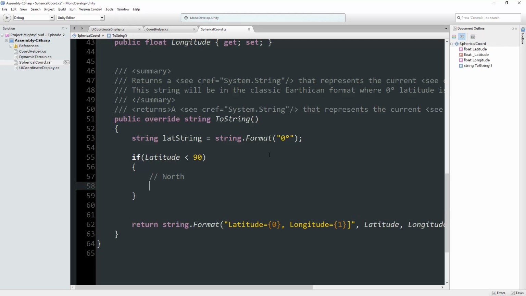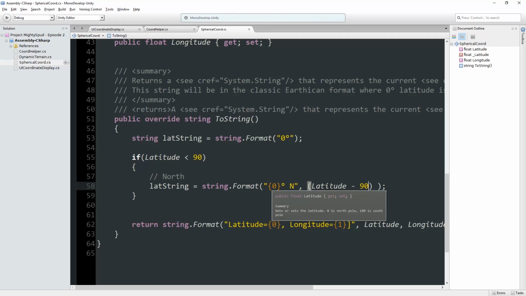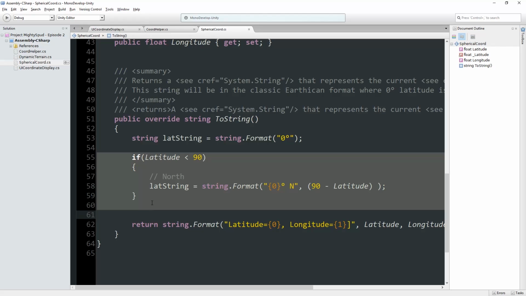So here we actually want to update lat string to say some number degrees north, where the number of degrees is going to be equal to latitude minus 90. There we go. So right at the equator, this would return 0. Right at the North Pole, or wait, hold on. Other way around. So right at the North Pole, now this would return a value of 90. Right at the equator, it would return a value of 0, because internally latitude at the equator would be 90 degrees. There we go. So we've got that. And then, boop.